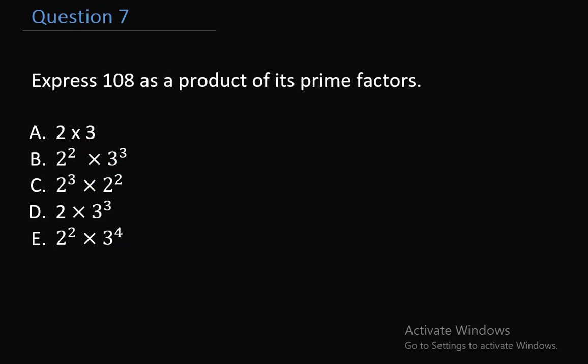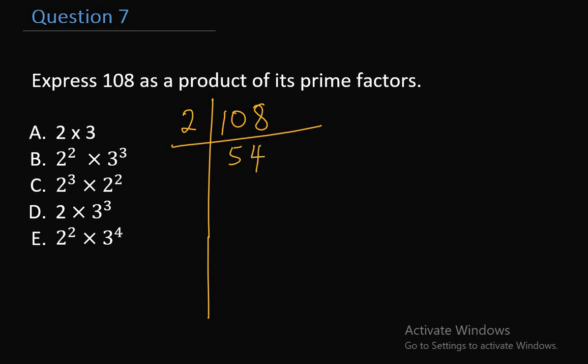Question 7. Express 108 as a product of its prime factors. To do that, we divide 108. We'll start with 2 since it's an even number that can be divided by 2. 10 divided by 2, 5. 8 divided by 2, 4. 2 can still go. 5 divided by 2, 2. Remainder 1. Put it here. 14 divided by 2, 7.